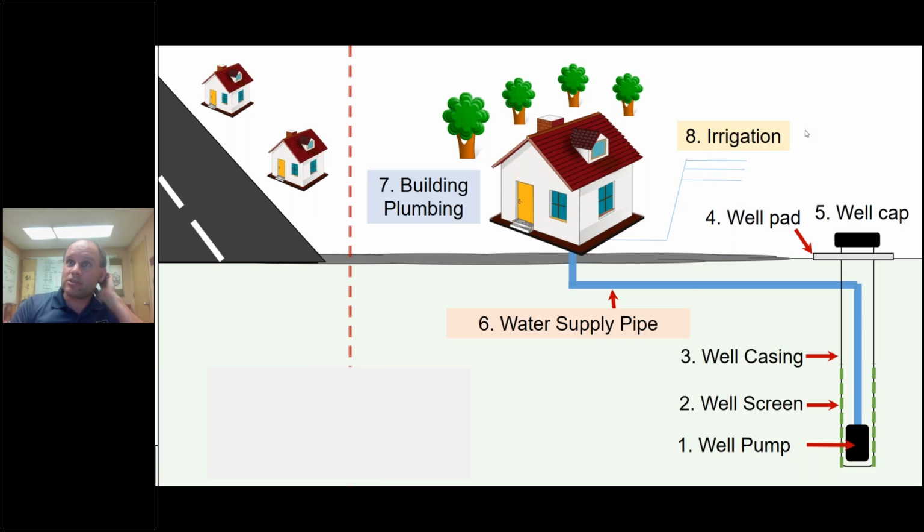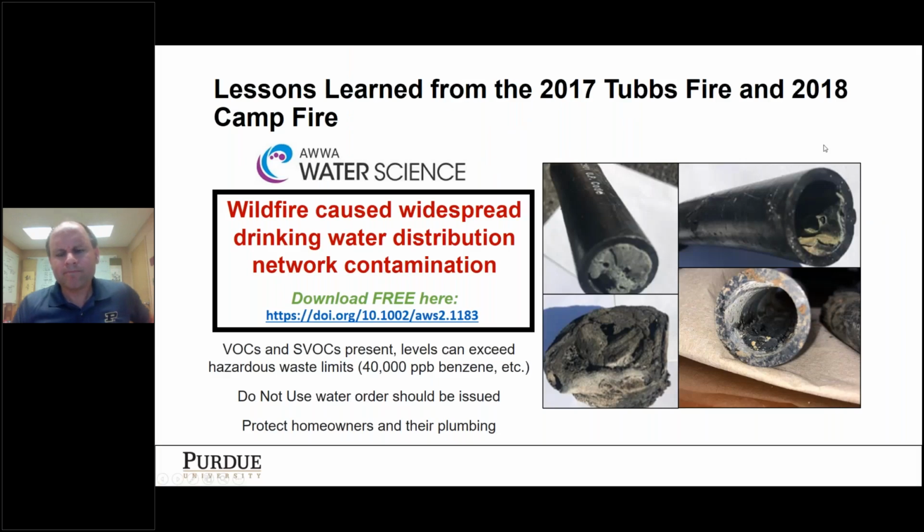And so this has generally been discovered since 2017 after the Tubbs fire in California. And that's kind of where we got involved. In 2017, the Tubbs fire happened in Northern California, and it affected a community in Sonoma County, and it burned into the city of Santa Rosa. And the city of Santa Rosa has a water system that serves 270,000 people.